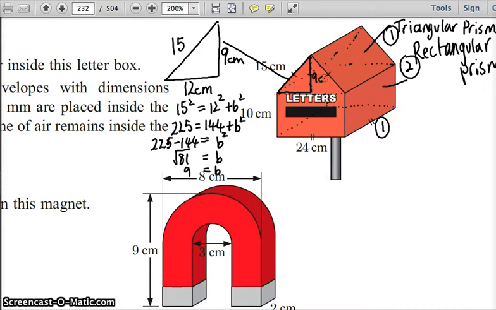So I'm left with 9 centimetres. I want to know the area of that shape. It's half my base times by my height. Are you okay with that? I'm going to times it by 2. And why am I doing that? There's 2 triangles. Yep, one at the front, one at the back.